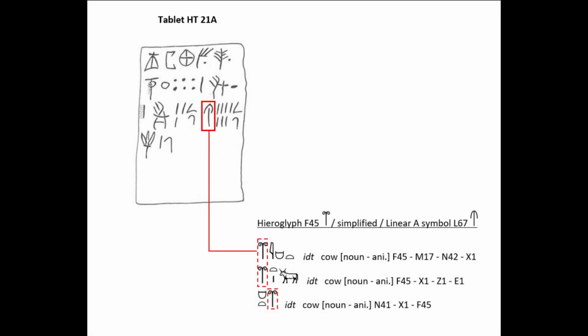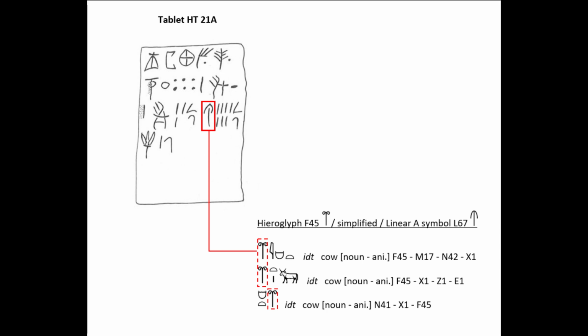Skipping to the fourth category of items recorded, this symbol is a simplified version of hieroglyph F45. It represents the word for cow, idet, and again it is relatively straightforward to see how that Linear A symbol L67 has been derived. Again, we know it is an animal because it appears elsewhere in the corpus with the male equals symbol crossing the stem.